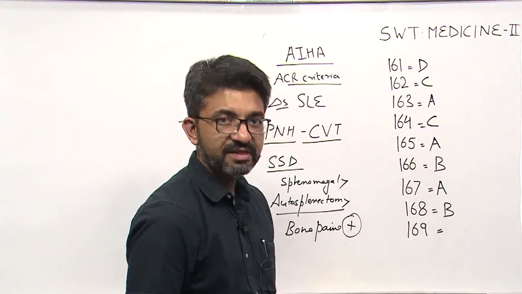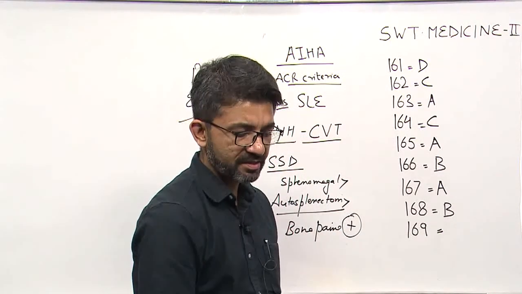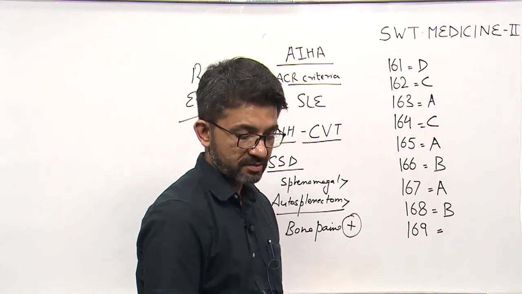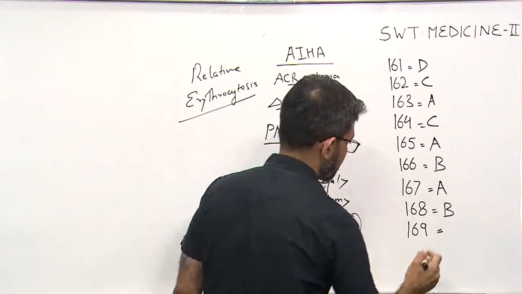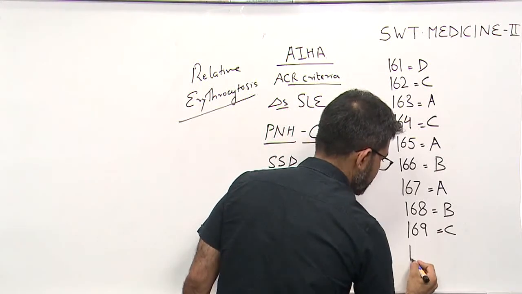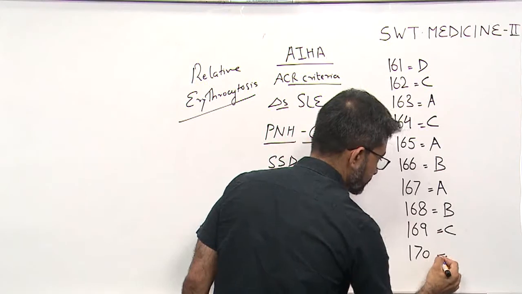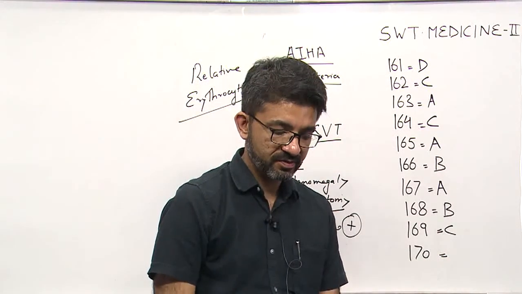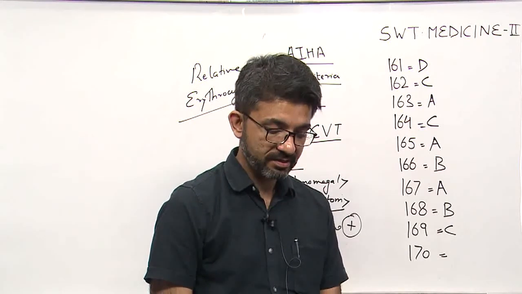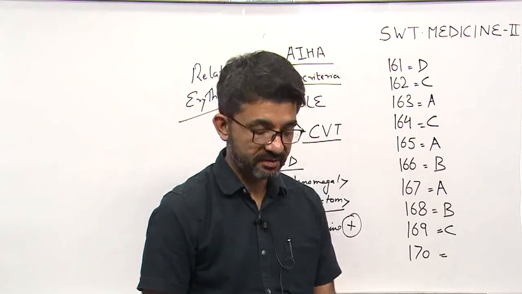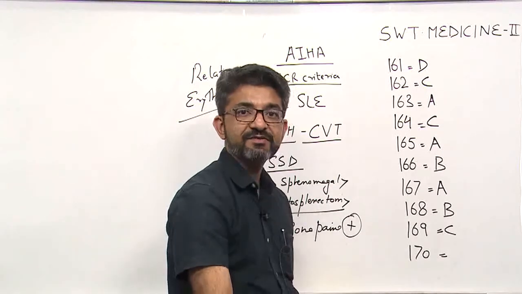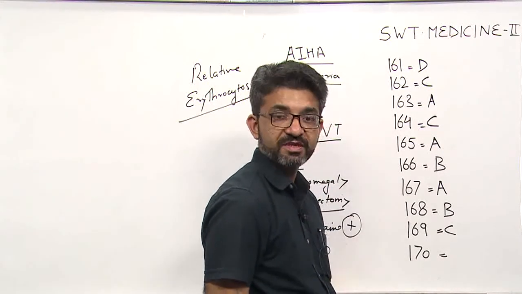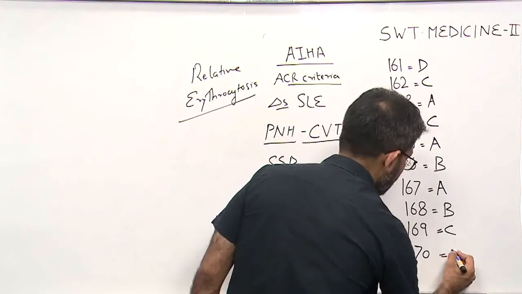Question number 169, cerebellar hemangioblastoma is the most common associated tumor in this. So, answer is C. Question number 170, raised HbF, the cause is juvenile CML, alright. The other causes are very well written in the explanatory book, that is thalassemia, sickle cell anemia, HbFF. The answer is A.